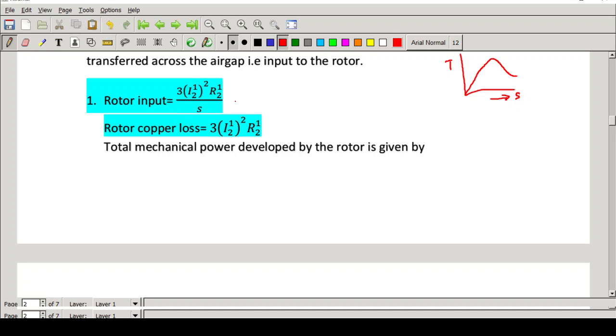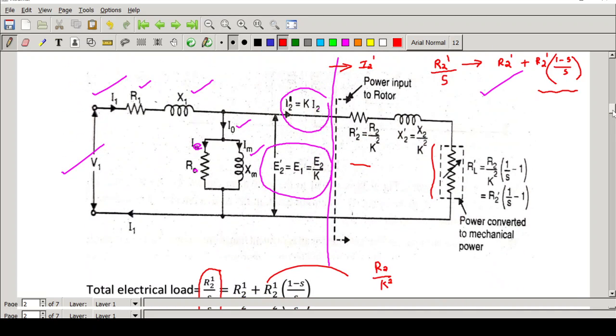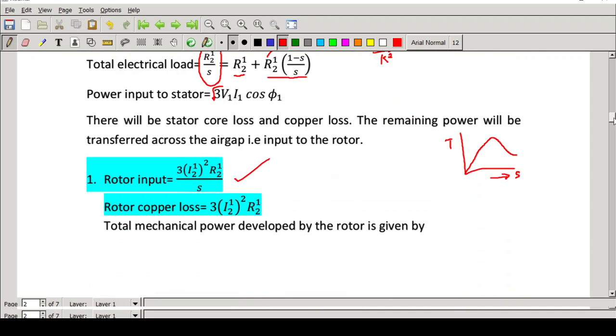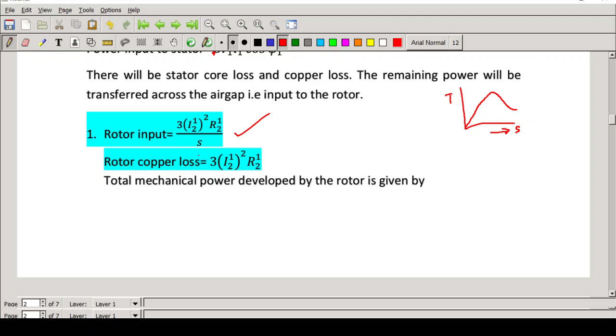Let's start with the rotor input. As I told before, if you look to the right side of this vertical pink line, the current entering the rotor side is I2 dash, and the total resistance is R2 dash by S. When you multiply these, we get the rotor input power. So the rotor input is given by 3 into I2 dash the whole squared into R2 dash by S.